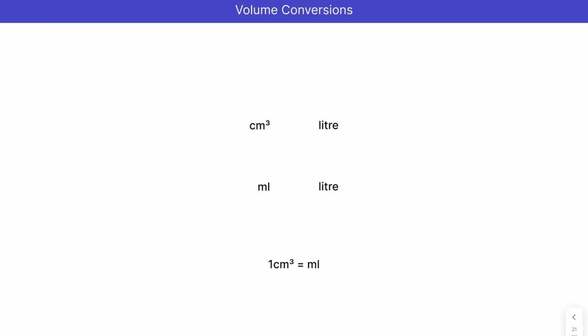Now we're looking at volume conversions. In terms of volume conversions, you need to know how to go from centimeters cubed to a litre, milliliters to a litre, and 1 centimeter cubed is equal to 1 milliliter. So these conversions are about the same. This way, you will divide by 1,000. This way, you will times by 1,000. And it's the exact same thing here. Divide by 1,000 and times by 1,000.